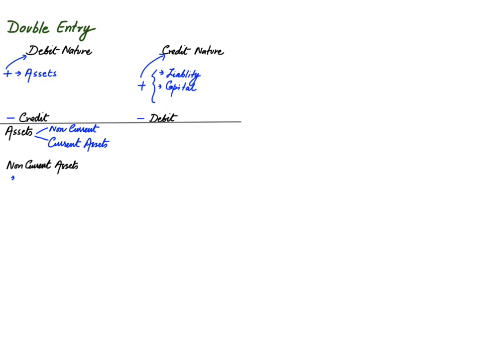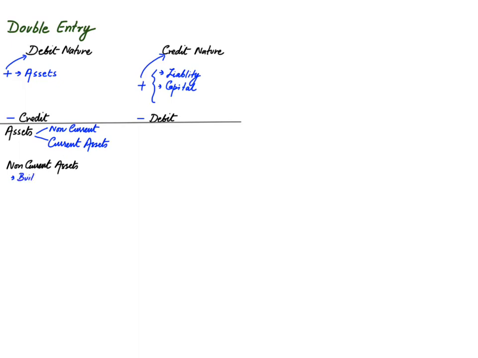Means there is no change very frequently in these sort of assets. These are permanent in nature. These are bought with the intention to use rather than with the intention to sell. Thirdly, non-current assets are kept for more than 1 year. Yes, more than 1 year.